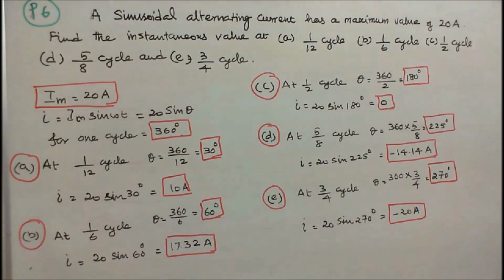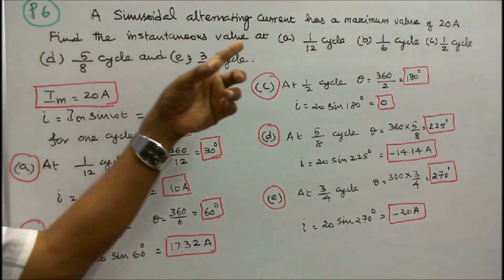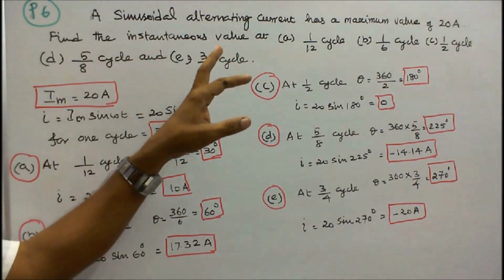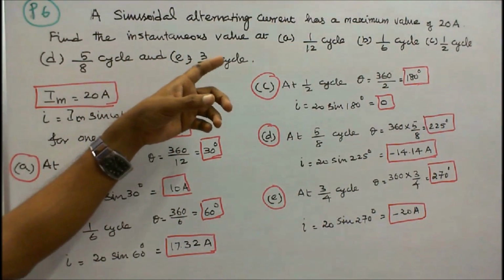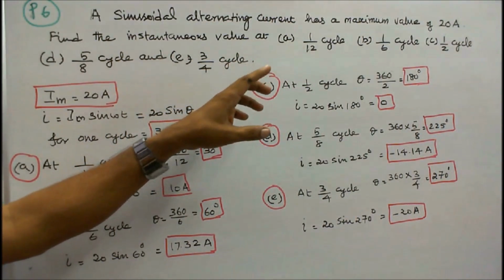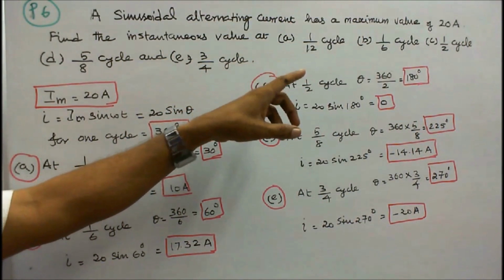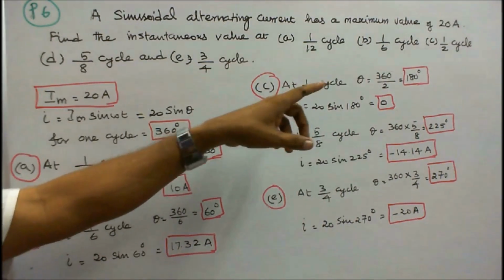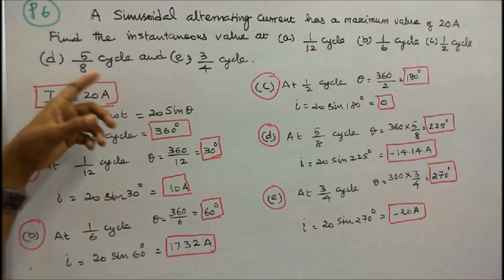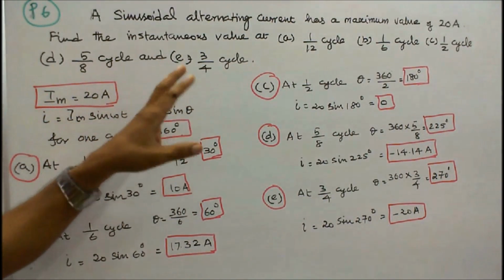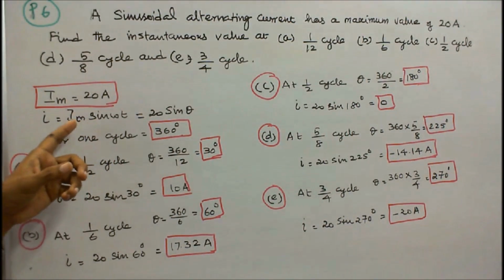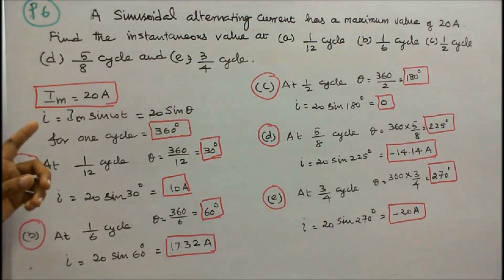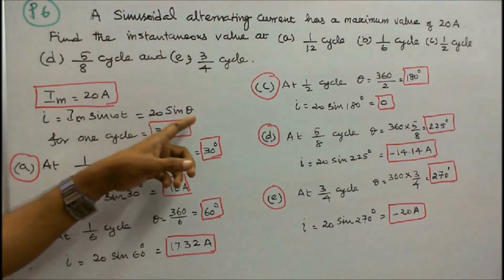Problem number 6. A sinusoidal alternating current has a maximum value of 20 amps. Find the instantaneous value at A, 1 by 12 cycle, B, 1 by 6 cycle, C, 1 by 2 cycle, D, 5 by 8 cycle and E, 3 by 4 cycle. We have to find the instantaneous value. I is equal to Im into sine omega t. Im value is given as 20 amps. I can write I is equal to 20 into sine theta.